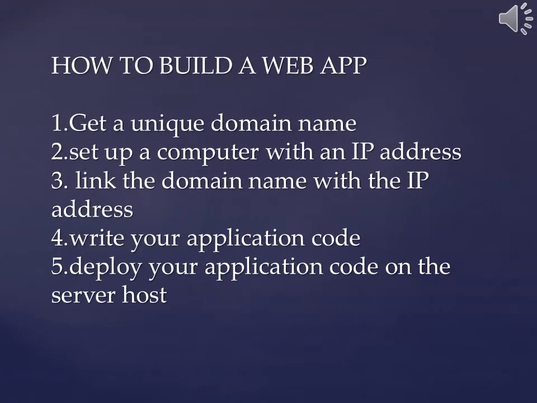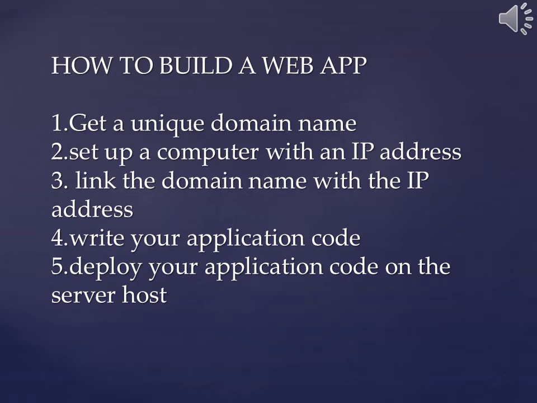Now, coming to the main point of this topic, how to build a web app. These are the five points that are mainly required to build a web app. The first one is to get a unique domain name. We can choose our domain name on our own, but we can't choose a domain name that has already been taken by another web app. It is not possible to take that domain name, so we should choose a unique domain name. What is the use of choosing a unique domain name? Because it will not be taken by another web app, and people can remember your web app.